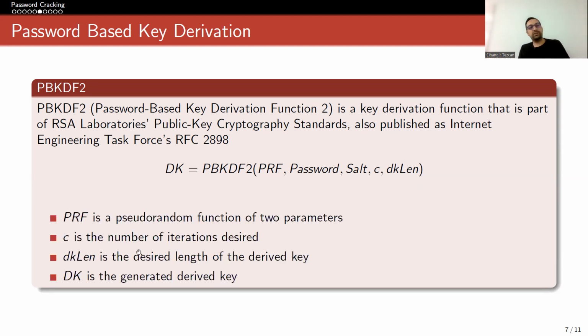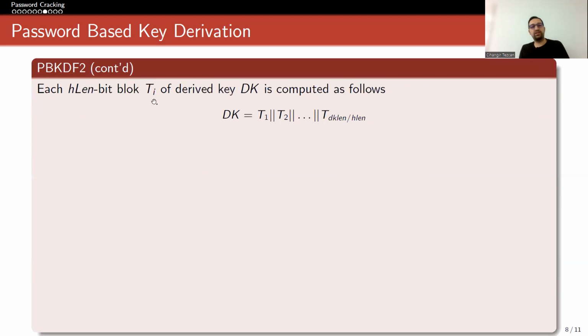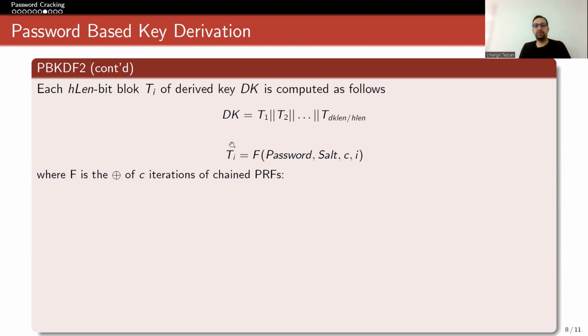So, as I mentioned, this is for a pseudo-random function of 2 parameters. C is the number of iterations that you desire. This is your key length, and DK is the generated derived key. So the algorithm works like this. It generates T_i's and concatenates them. This way you can generate a key as long as you need, okay? And these T_i's are actually generated from your password, salt, number of iterations, and this i value from here.